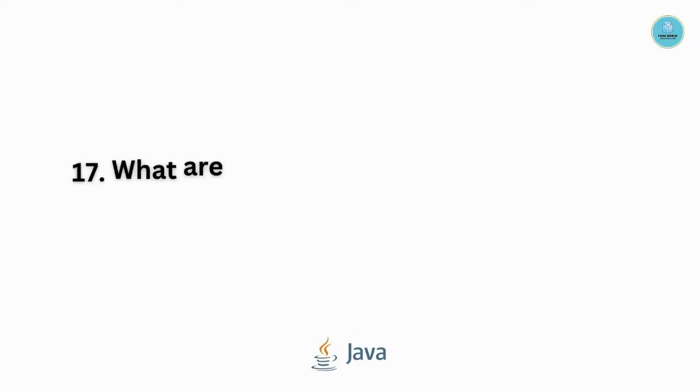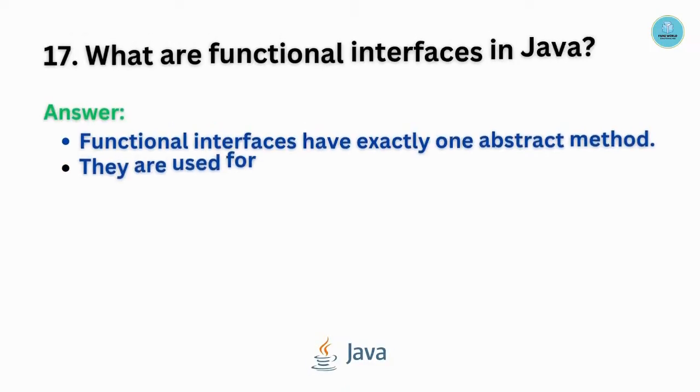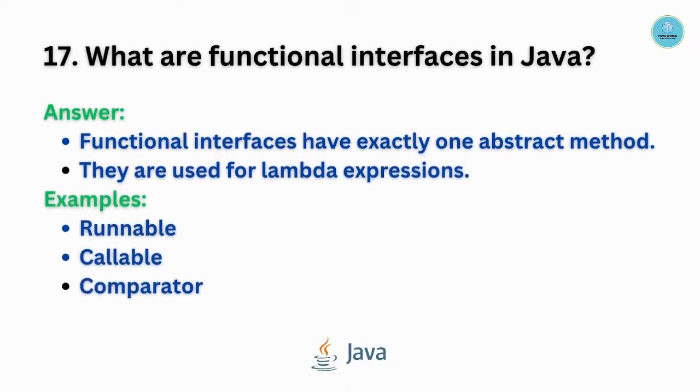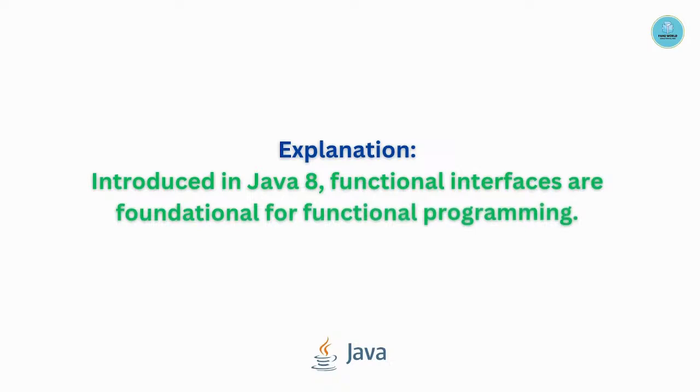Question number 17. What are functional interfaces in Java? Functional interfaces have exactly one abstract method. They are used for lambda expressions. Examples: Runnable, Callable, Comparator. Introduced in Java 8, functional interfaces are the foundation for functional programming.